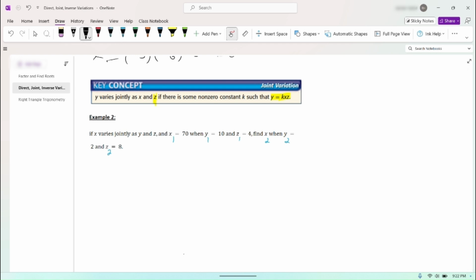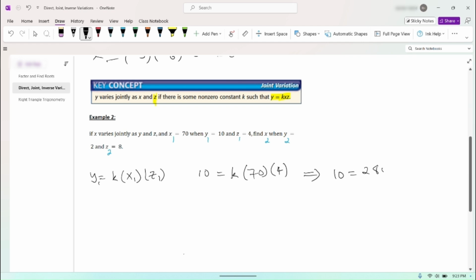So let's solve for k in the first set of numbers. So we have y1 equals k x1 z1, and plugging and chugging, we get y1 is 10 equals k. We don't know what k is here. That's what we're trying to solve for. K times, we know x and z, so x1 is 70 and z1 is 4. So we have 10 equals 70 times 4, which is 280. So I have 10 equals 280k.